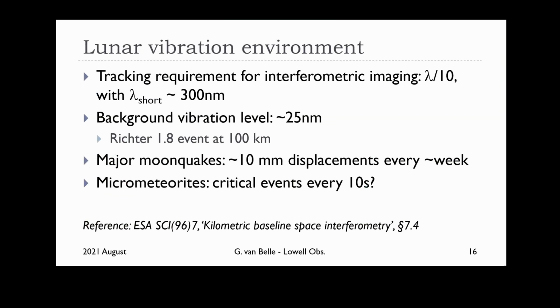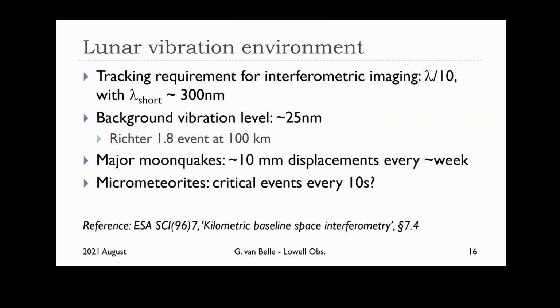The vibration environment, I promised I was going to come back to. Basically, for doing very simple interferometric imaging, not anything complicated like astrometry or nulling, but just simple imaging, you have to track to roughly lambda by 10. And if you are taking advantage of the UV accessibility from the vacuum environment, if you're going to start with working down to about 300 nanometers, you have basically a need to track down to about 30 nanometers. Apparently the background vibration level as studied on the moon is in general on the order of about 25 nanometers. So that's right at the edge of that.